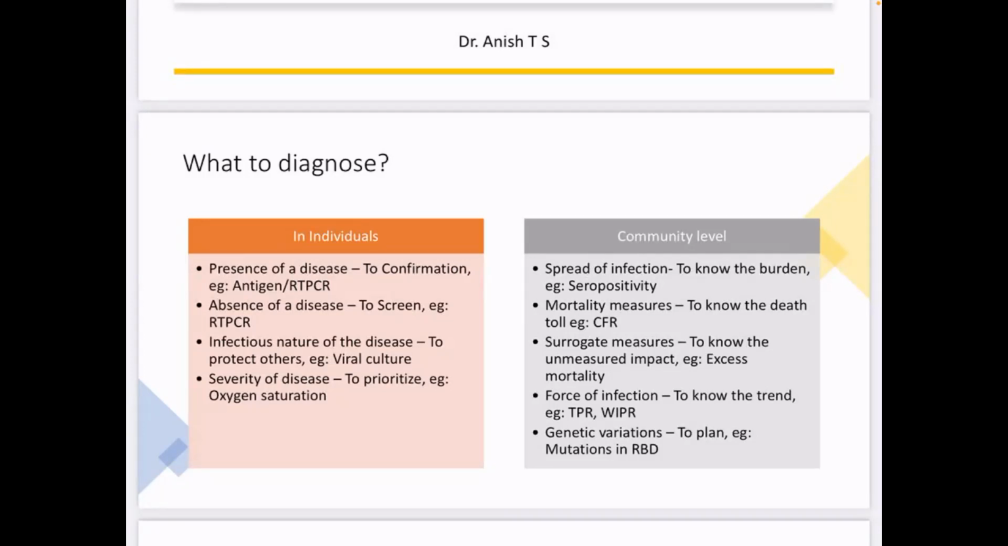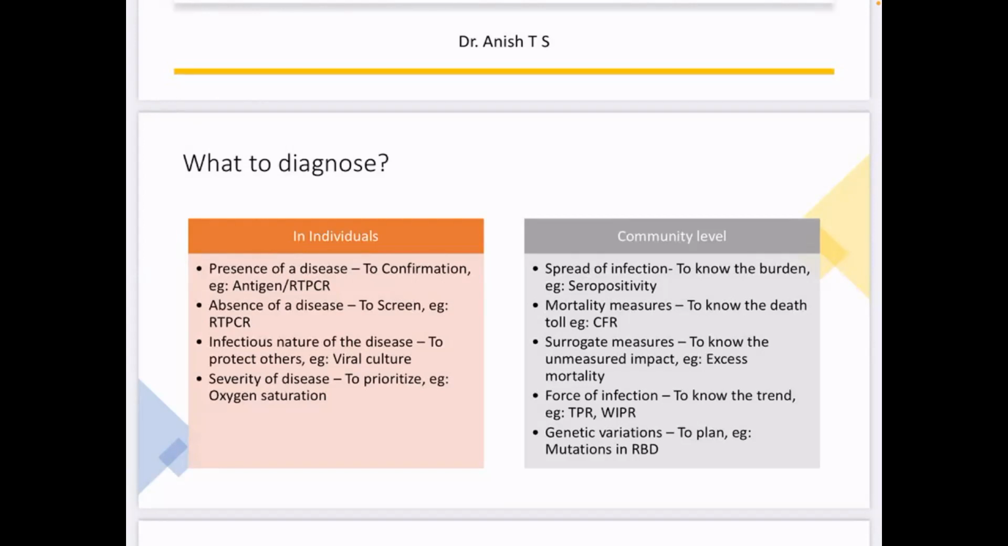Second, if this choice is taken at the individual level, usually we want to know the presence of the disease. We have to confirm the presence of the disease. Often we will come with a suspected diagnosis and we have to confirm whether it is the disease or not. In the case of COVID-19, antigen or RT-PCR is the test that we use to confirm the presence of the disease. Sometimes we may have symptoms that make us suspect this particular disease, or sometimes we may have had contact with a person. That may be the reason we opt for this test. Anyway, confirmation is one of the purposes of choosing a diagnostic test.